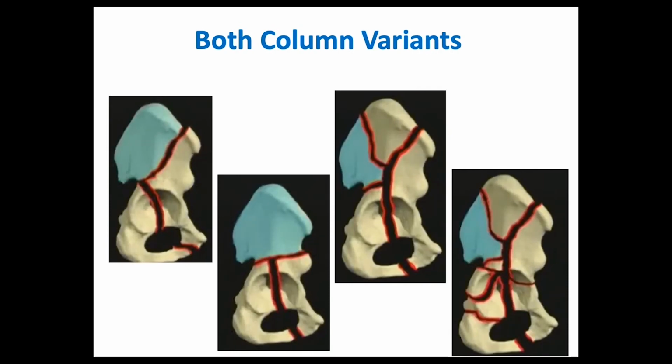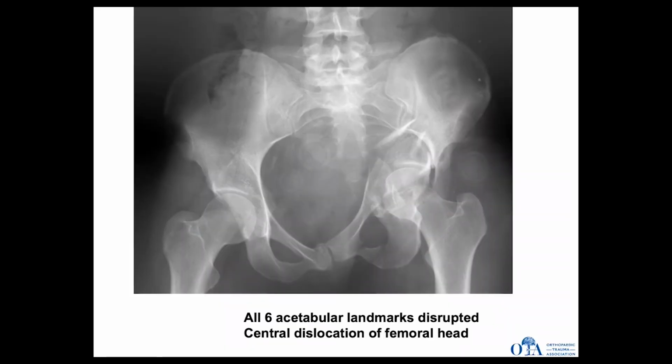This slide shows the different variants of associated both column fractures. Here is a classic example of associated both column fracture, where all 6 radiographic landmarks are disrupted, in addition to central dislocation of the femoral head.